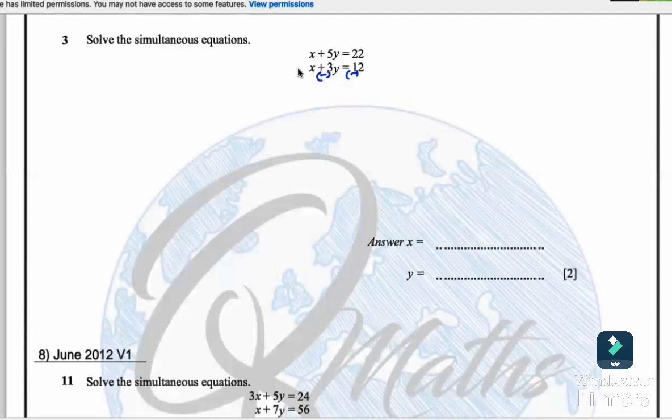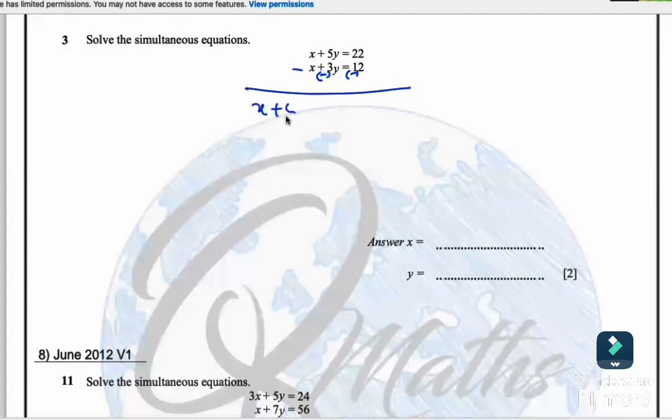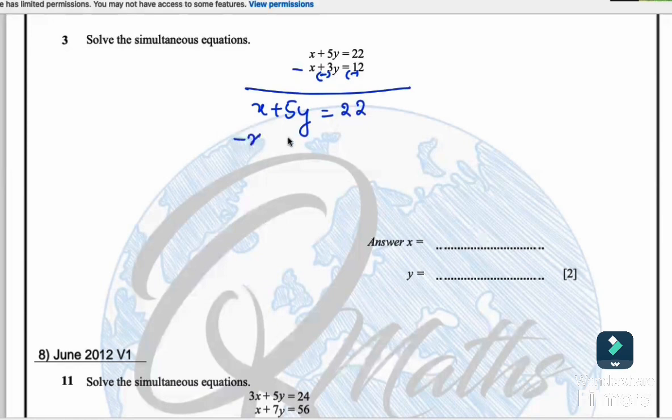Okay, so minus, I changed it, right? As a result of that, my equation is going to be x plus 5y is equal to 22, and minus x minus 3y is equal to minus 12, right? So now you can see I can cancel this. 5y minus 3y is going to be 2y, and 22 minus 12 is going to be positive 10.